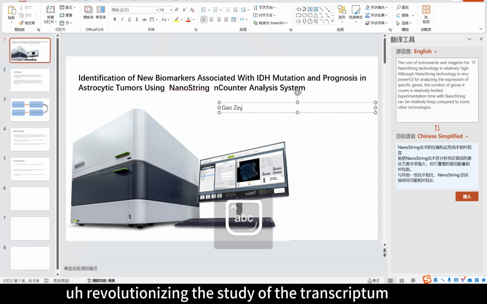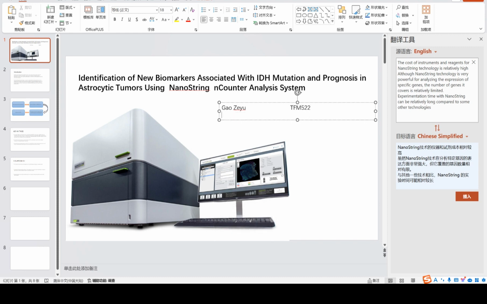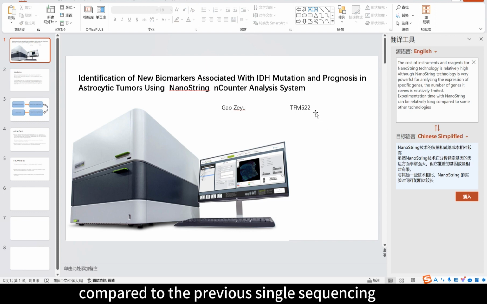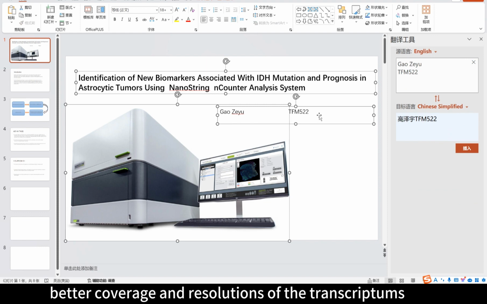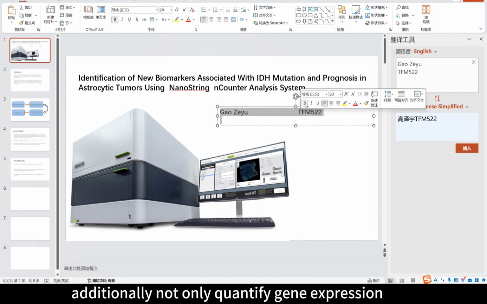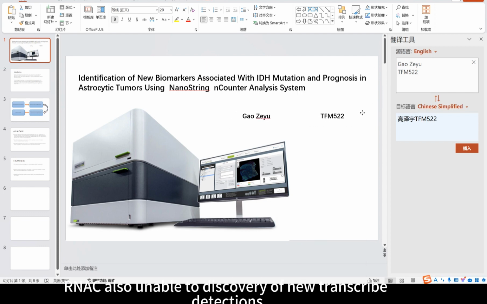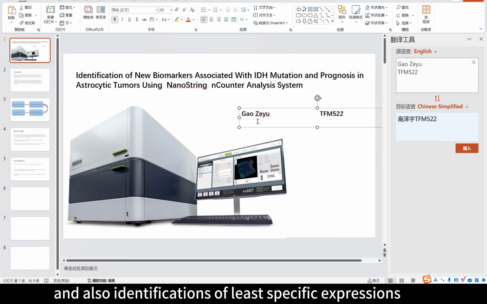RNA sequencing is also revolutionizing the study of the transcriptome, as it is a highly sensitive and accurate tool for gene expression study and marker discovery. Compared to the previous Sanger sequencing and microarray based techniques, RNA sequencing offers better coverage and resolution of the transcriptome's dynamic nature. Additionally, not only does it quantify gene expression, RNA-seq also enables the discovery of new transcripts, detection of alternative splice genes, and identification of allele specific expression.